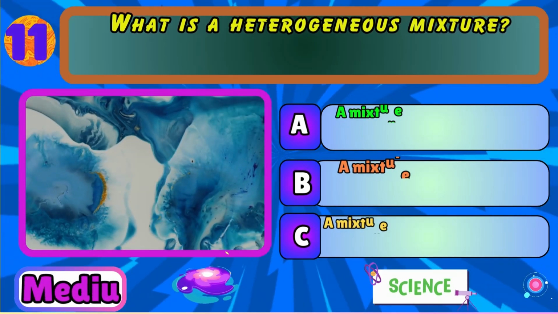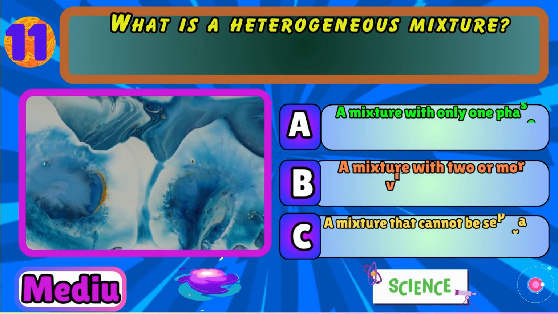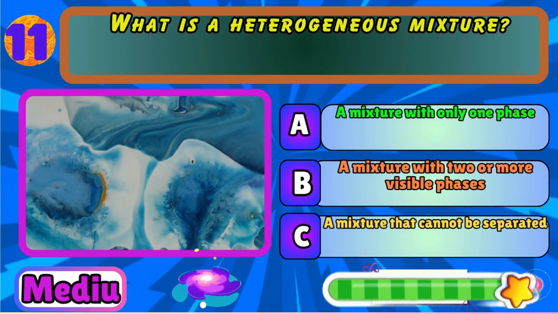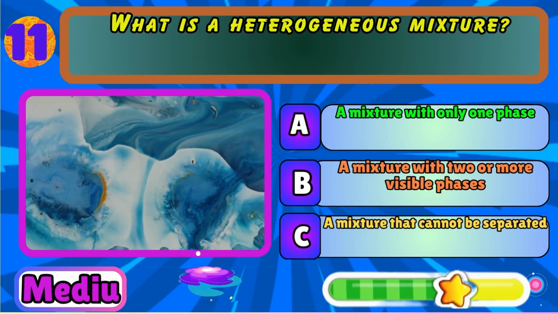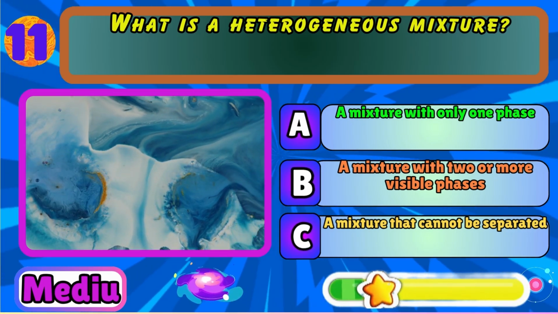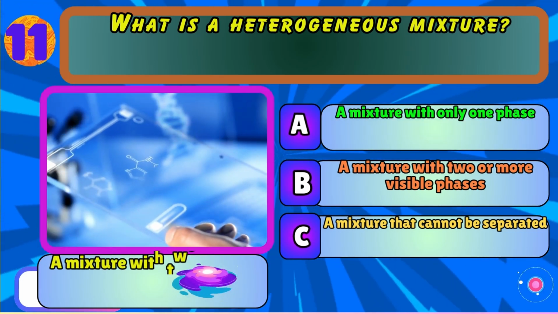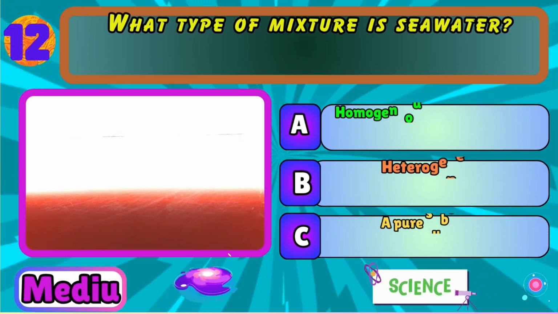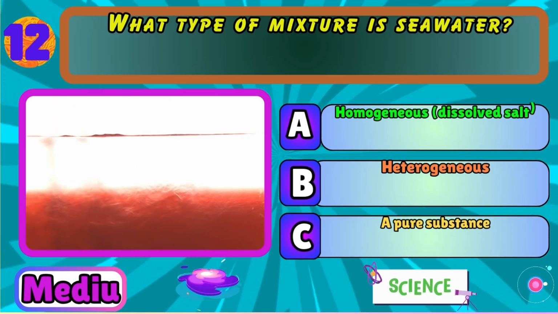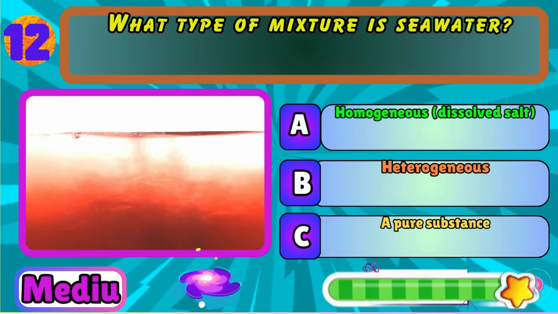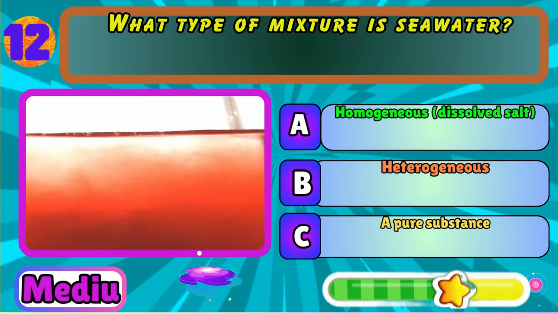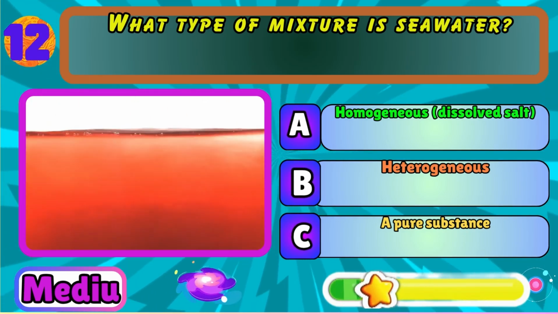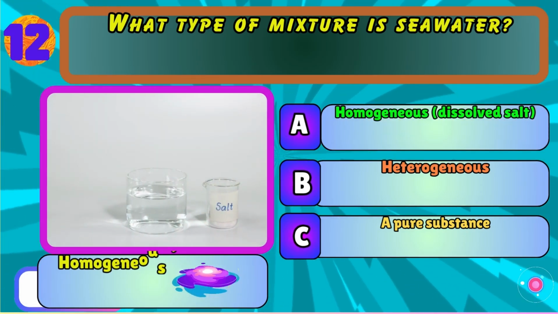What is a heterogeneous mixture? A mixture with only one phase, a mixture with two or more visible phases, or a mixture that cannot be separated? A mixture with two or more visible phases. What type of mixture is seawater? Homogeneous, dissolved salt, heterogeneous, or a pure substance? Homogeneous, dissolved salt.